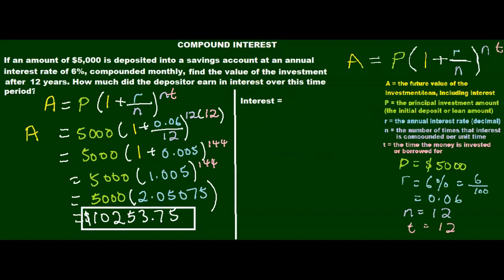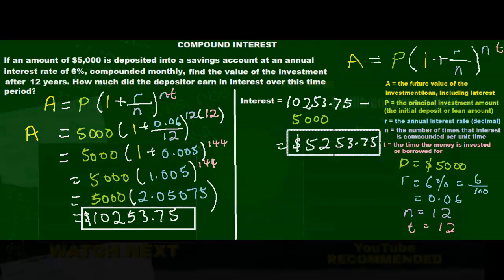To figure out the interest earned, we take what we earned in total, which was $10,253.75, minus our initial investment of $5,000, which gives me $5,253.75. And that's how we solve problems like this.